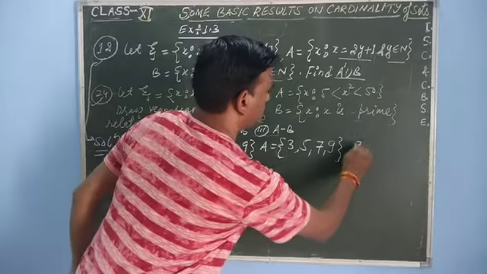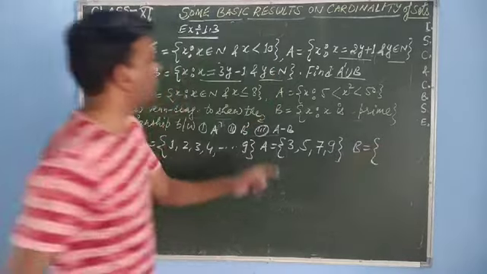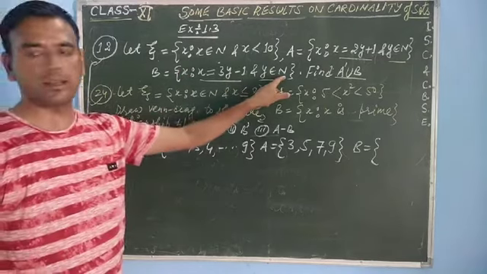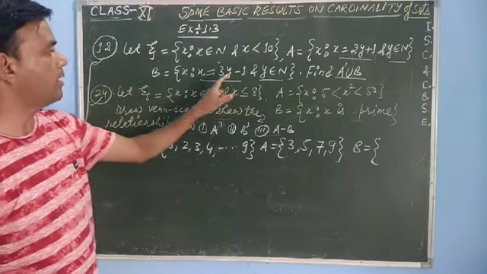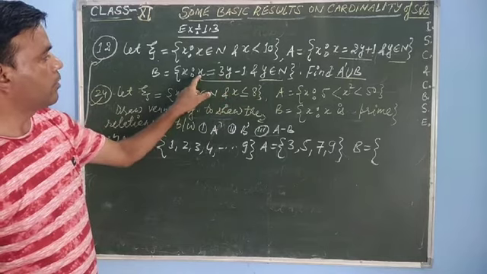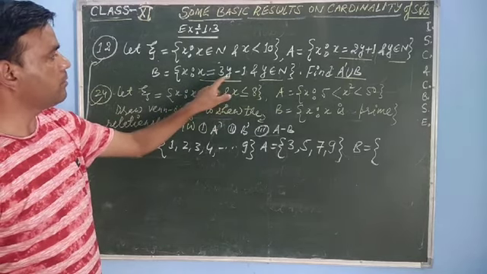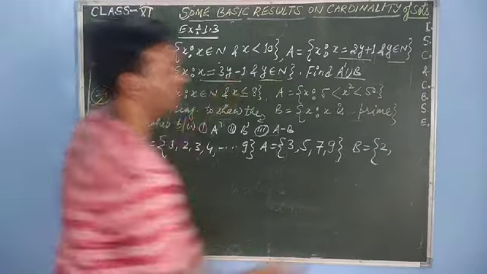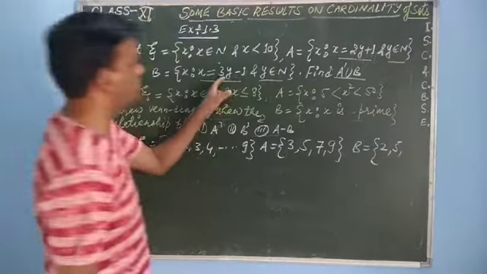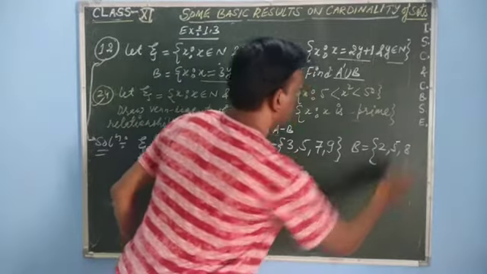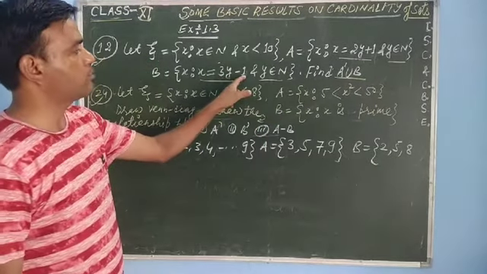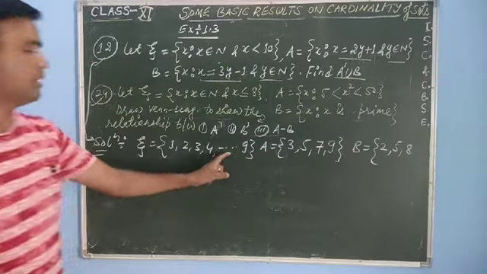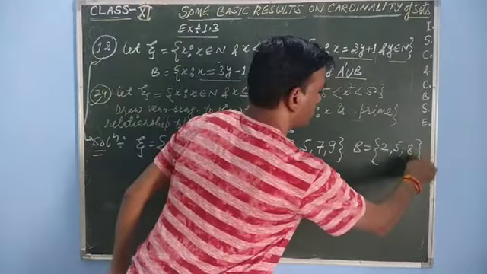Now set B will be equal to, see here what is written, x such that x equals 3y minus 1 and y belongs to N. Again you have to take the value of y as natural numbers. Take 1: 3 ones are 3, minus 1, 2. 3 twos are 6 minus 1, 5. Then 3 threes are 9 minus 1, 8. 3 fours are 12 minus 1, 11. So 11 cannot be an element of B because 11 is not in the universal set. So we will stop here: 2, 5, 8.